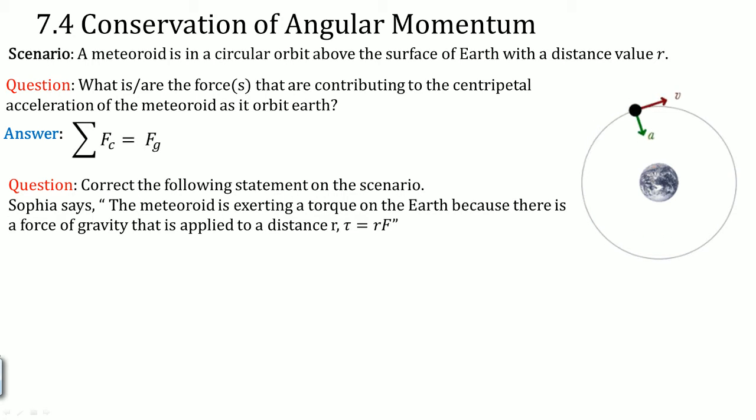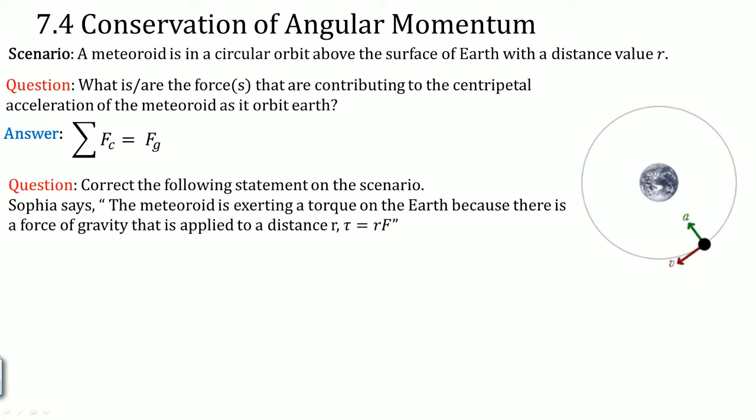The summation of Fc, which is the centripetal force, is made up of different forces. The only force here that is keeping the meteoroid in its circular orbit would be the force of gravity. Force of gravity is what keeps it turning inwards, so it keeps going around in the circle.